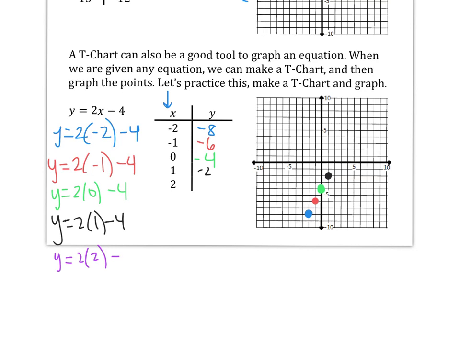Now let's plug in 2. Y equals 2 times 2 minus 4. 2 times 2 is 4, minus 4 is 0, so this last point would go on 2, 0, right there. So now if I connect these points, I should form a straight line, and they do form a straight line. Make sure to go through all the points. And that would be my linear function graphed from a t-chart or a table.